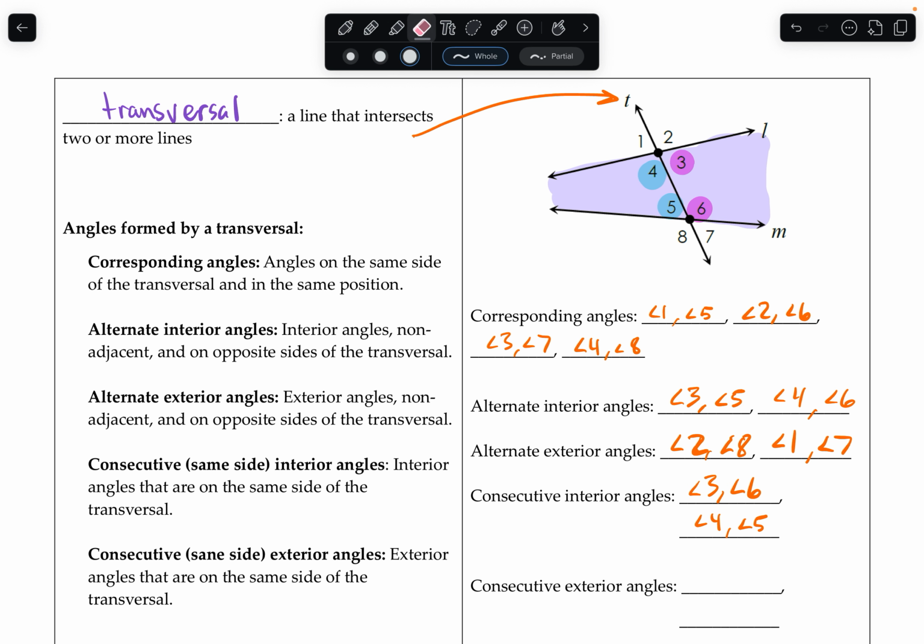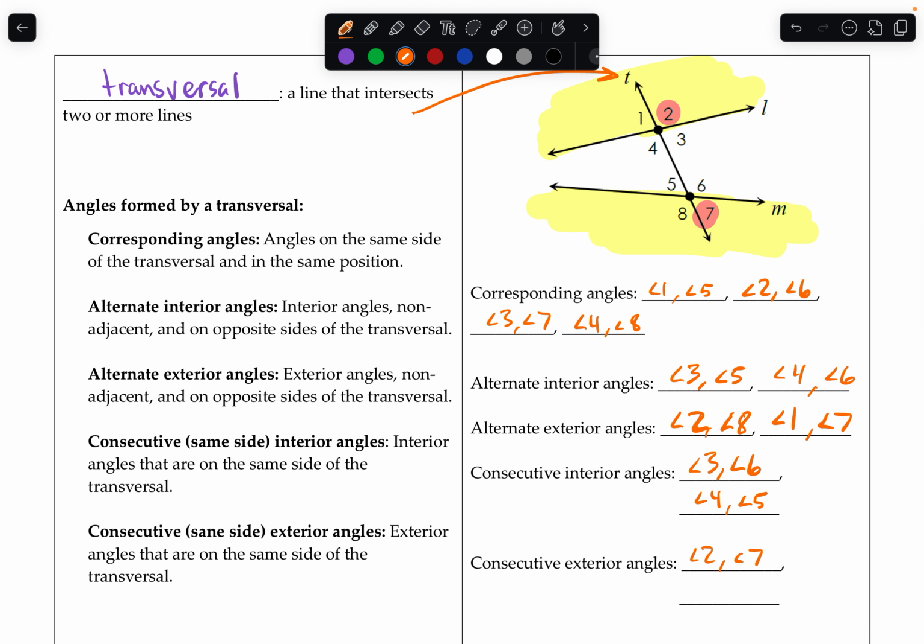All right, as you could probably guess, consecutive exterior angles. We are back to being focused on the exterior of these lines. So out here, outside the fence, your consecutive angles are going to be on the same side of the transversal. So 2 and 7 are both outside of L and M. They are in the exterior, but they are on the same side. They're both on the right side of the transversal. So angle 2 and angle 7 would be an example of consecutive exterior angles.